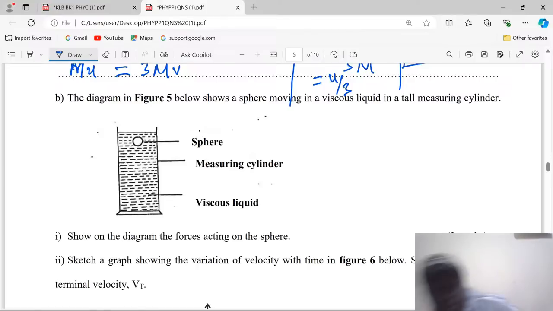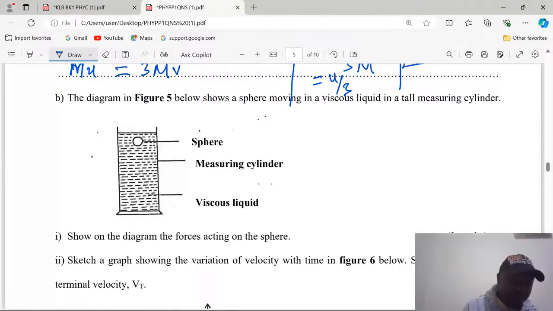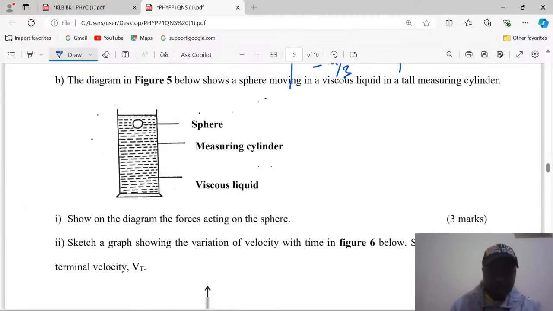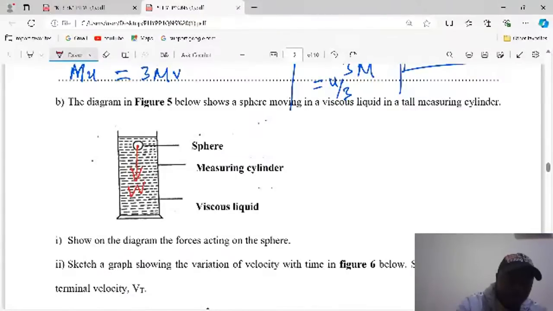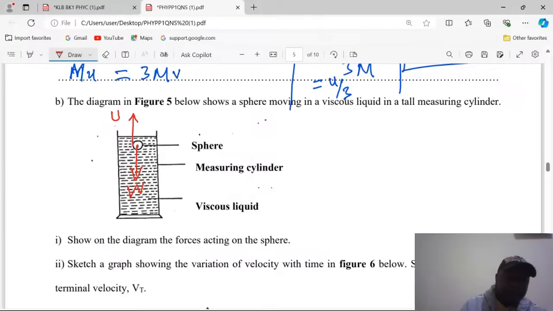Then the first thing is telling us to do what? Show on the diagram the forces acting on the sphere. The three forces are going to be, let me change my ink. First of all, there is its own weight, which is going downwards. Weight W going downwards. But now there is an upthrust. Remember, when an object is in a fluid, it experiences upthrust. So there is an upthrust acting upwards.